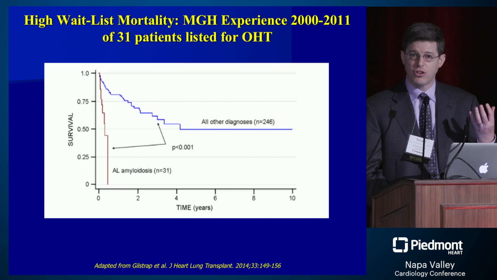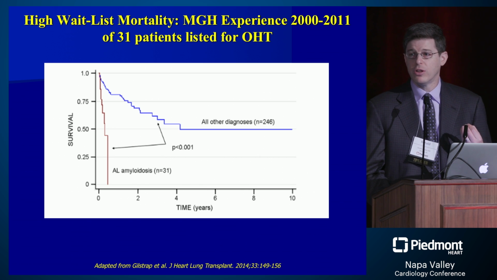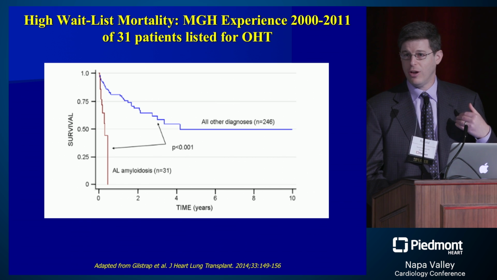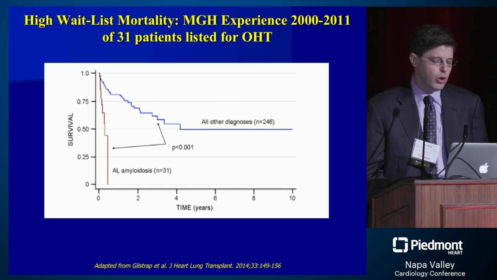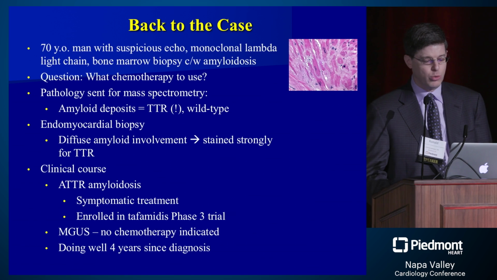MGH, which is one of the other centers that will do transplants for this, published data which was nice. Hate to see it, but good data, which was that if you are an AL amyloid patient on the wait list for heart transplant and you don't get a transplant, you will die very quickly. Versus patients on the transplant list for other reasons, where in fact 50% of them are alive 4 years on. So if a patient has AL amyloid and needs a transplant, you've got to do it quickly.